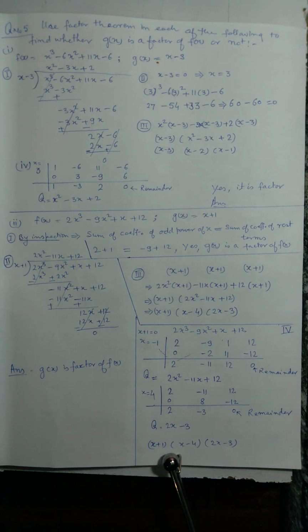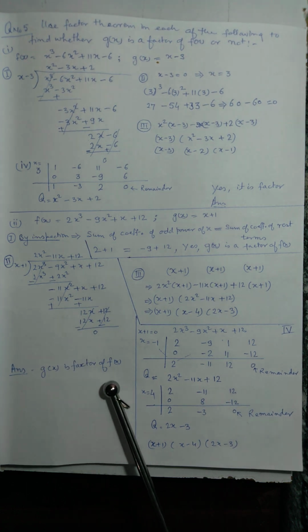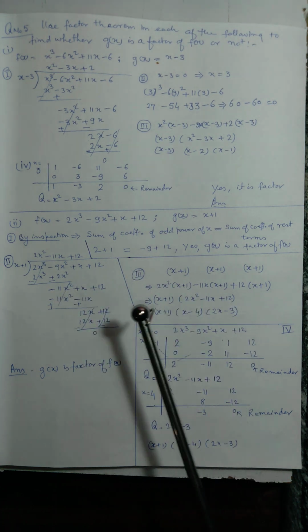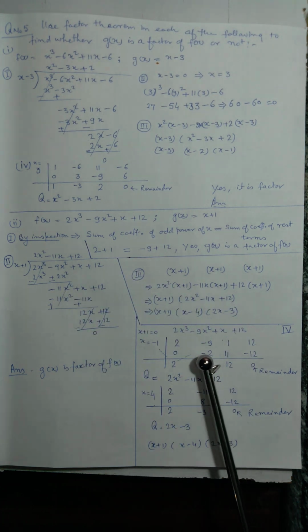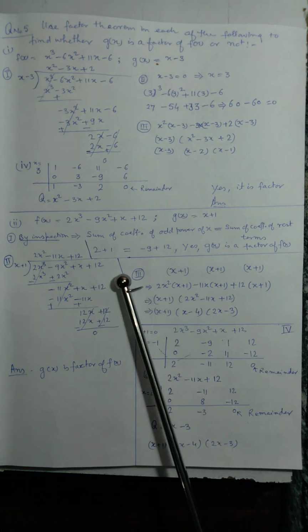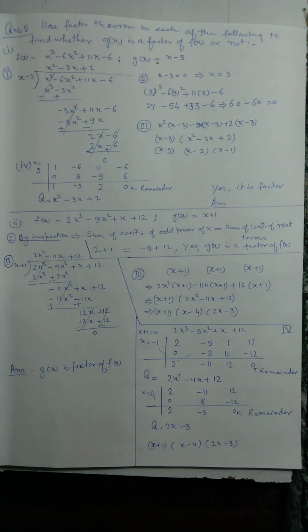So ultimately we are getting the three factors, that is x plus 1, x minus 4 and 2x minus 3. Hence, g(x) is a factor of f(x). Any one method which you feel very convenient, you can use that method in order to justify that g(x) is one of the factors of the given expression.